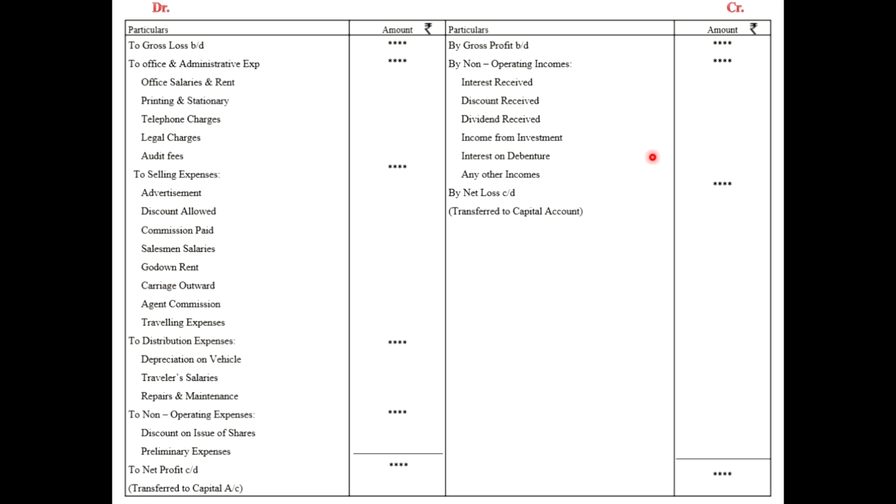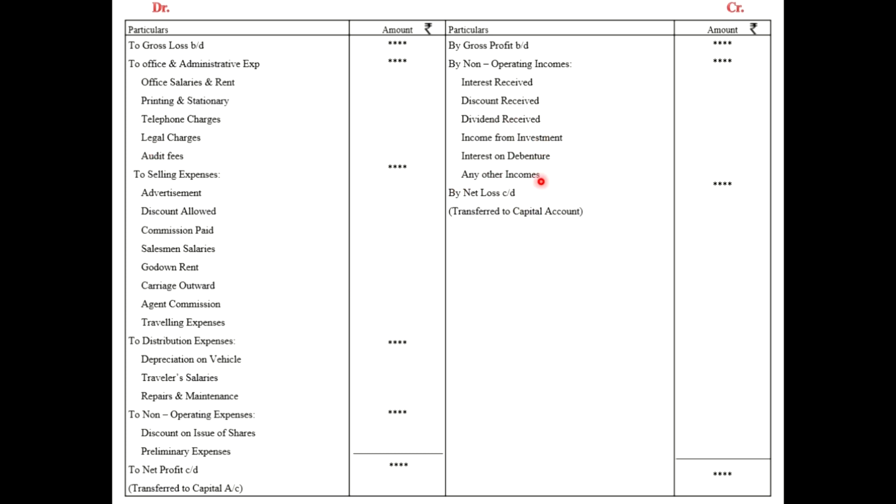Then on the credit side, we record the non-operating income, because operating income we have already recorded in the trading account. Operating income means income from the business operation. Non-operating income is income other than operating income. That non-operating income we record on the credit side: interest received, discount received, dividend received, income from investment, interest on debentures, and any other income. The difference between both sides is either profit or loss.